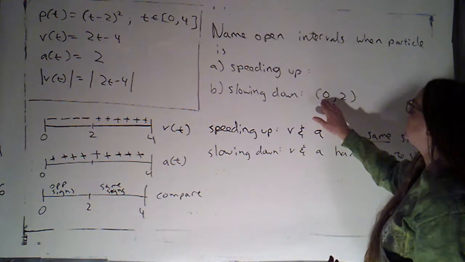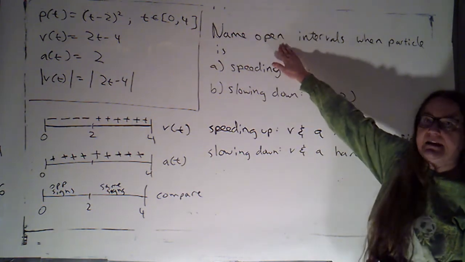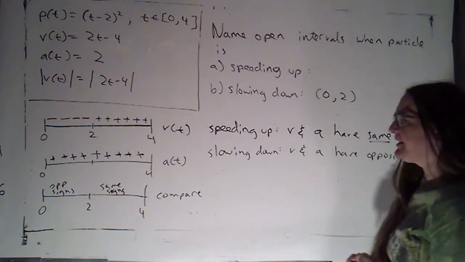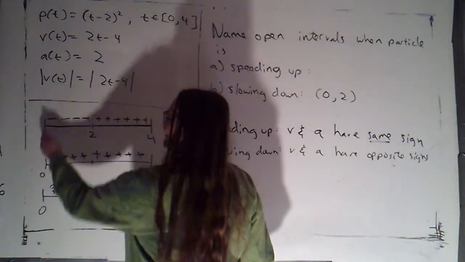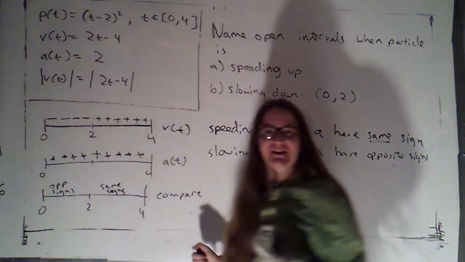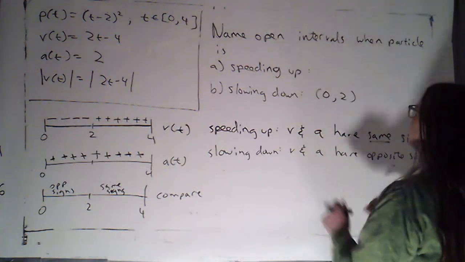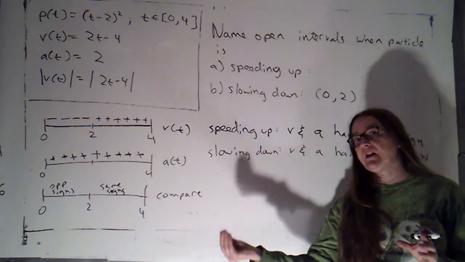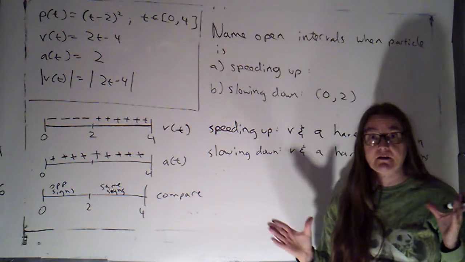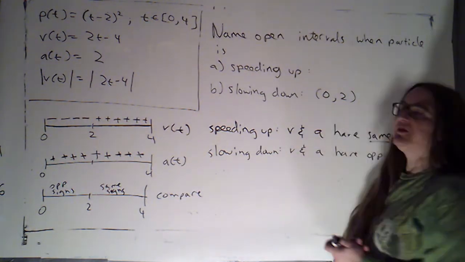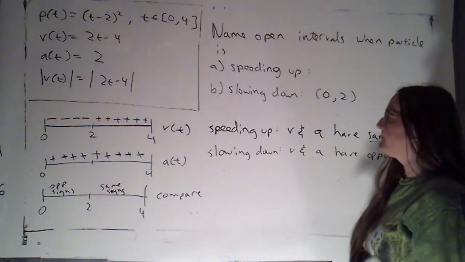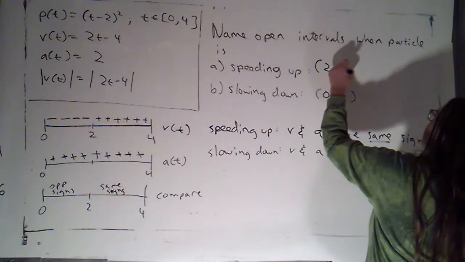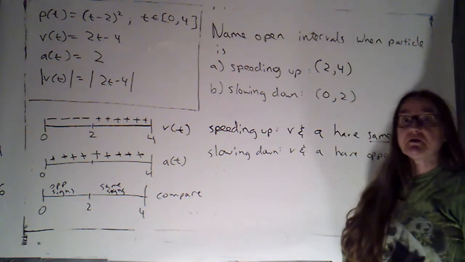I chose not to include 0 just because the directions said to name an open interval. If I hadn't said that, I could include 0 because at 0, the velocity is still negative and the acceleration is still positive. But I thought it would be easier if we just kept it consistent, since we don't want to include endpoints where velocity or acceleration is either 0 or undefined. I just decided not to include any endpoints. Okay, speeding up, that would be where we have the same signs, so that would be from 2 to 4.